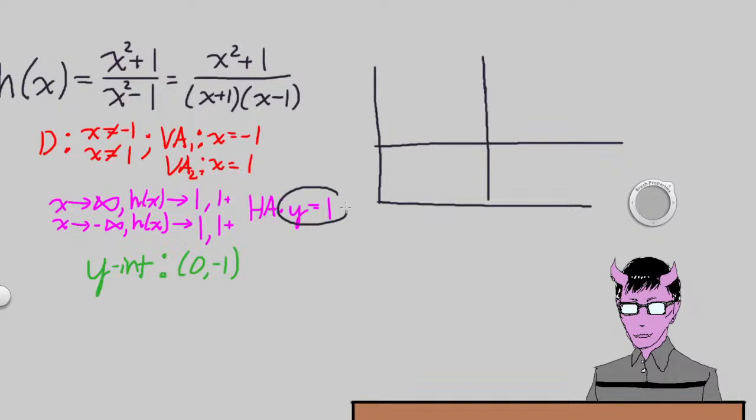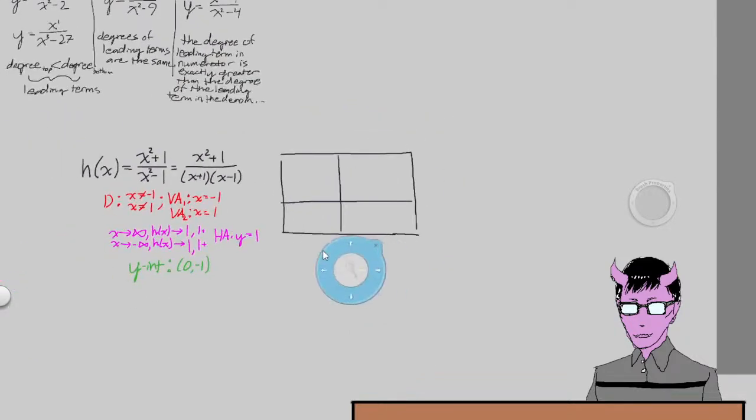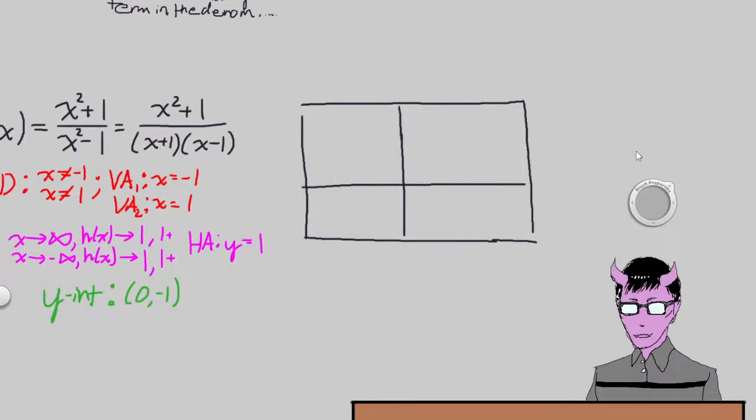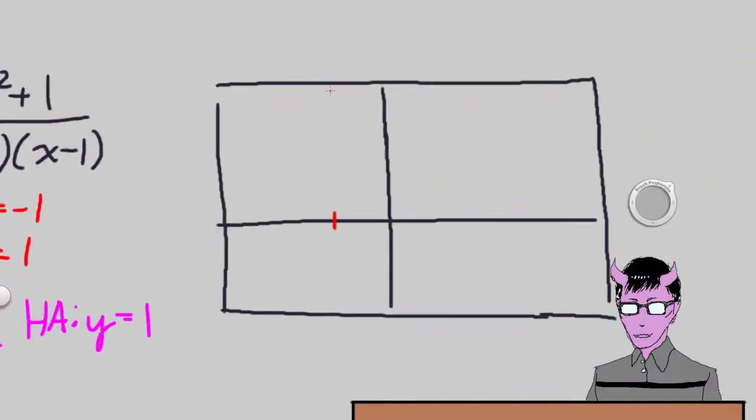Since our horizontal asymptote is at y equals 1, I'm going to draw the graph a little lower than typical. Alright, let's take care of the vertical asymptote plots first. Negative 1, positive 1, yes. So here's negative 1. Here's positive 1.